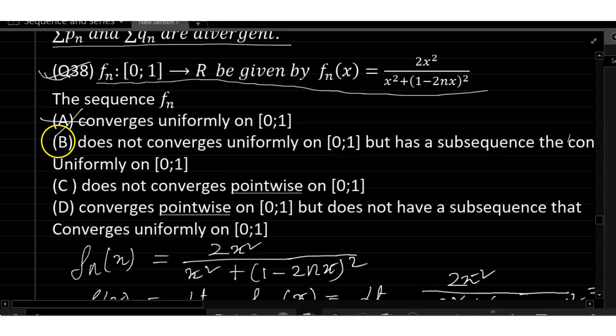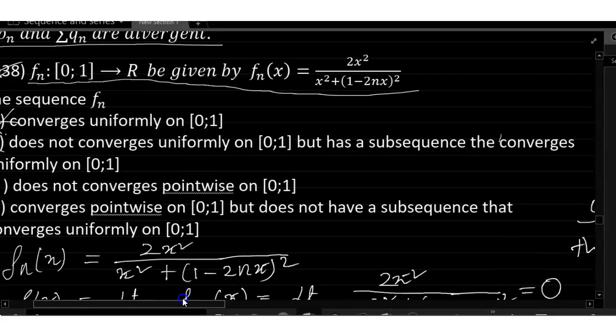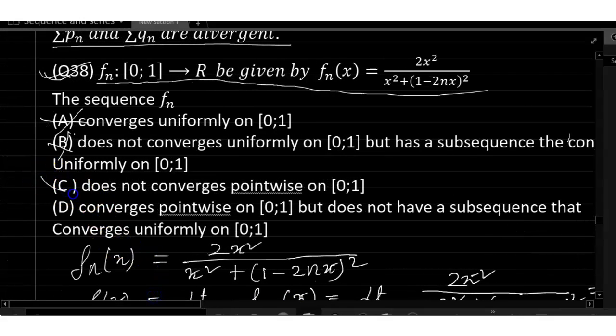Does not converge uniformly but has a subsequence that converges uniformly: it is not possible. Does not converge pointwise: wrong. But the last option is correct.